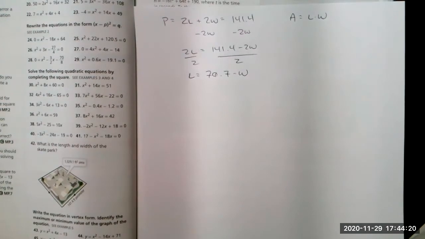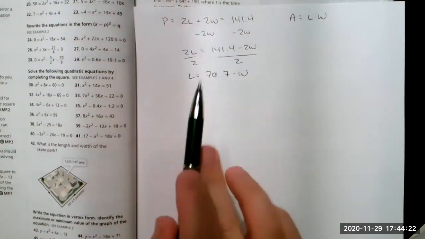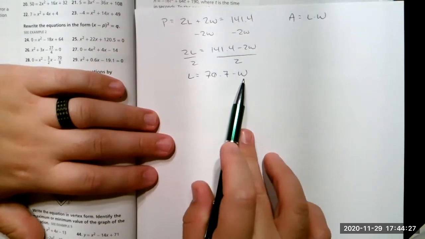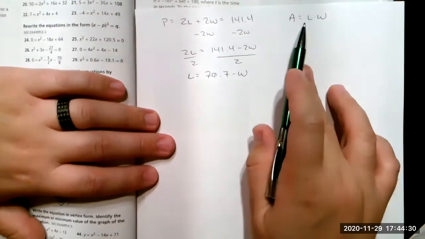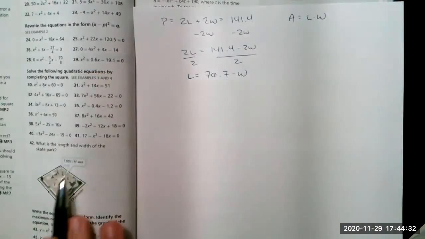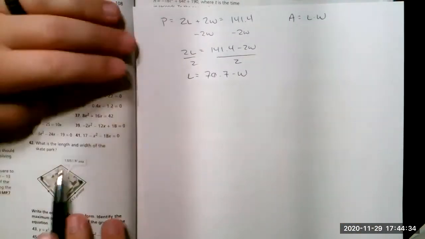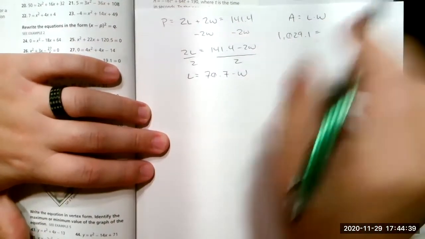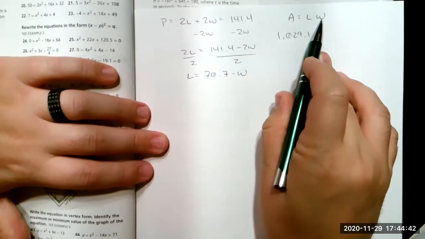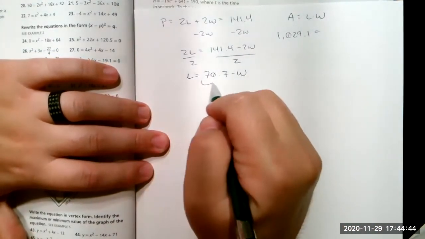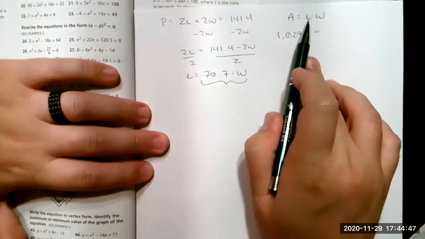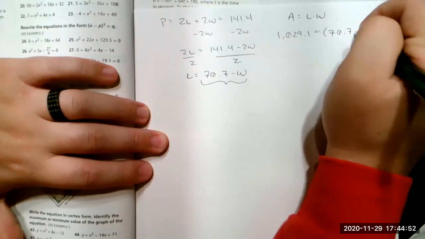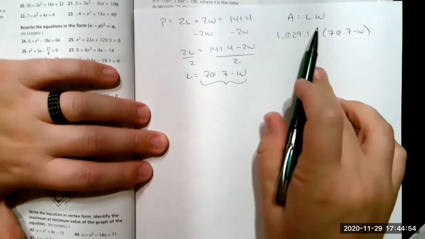Okay, so we took that perimeter formula for length or width. We solved for length and said that length equals 70.7 minus W. And now all we're going to do is plug that over here into the area formula. They told us that the area has to be 1,029.1 feet. So 1,029.1 equals length times width. Well, we solved for length. Length is that. So we're going to replace length with what length equals: 70.7 minus W times width.